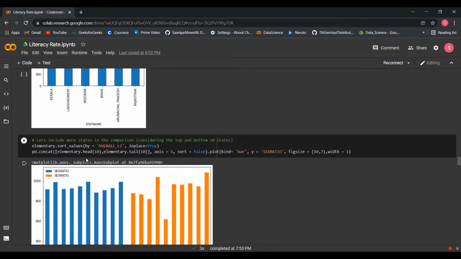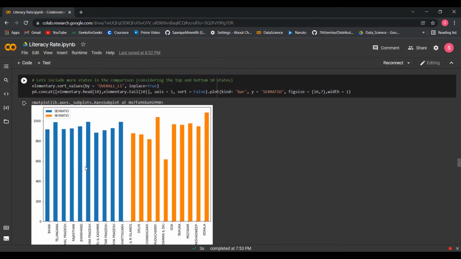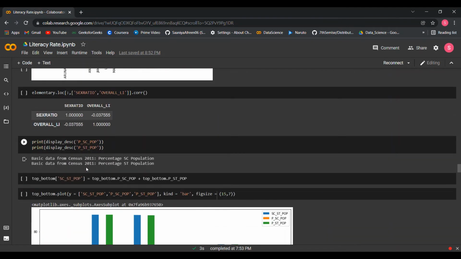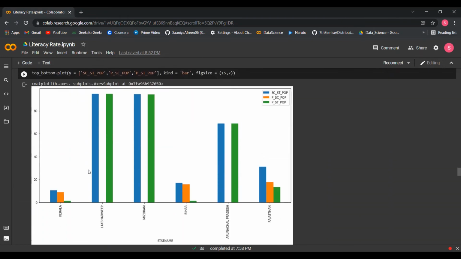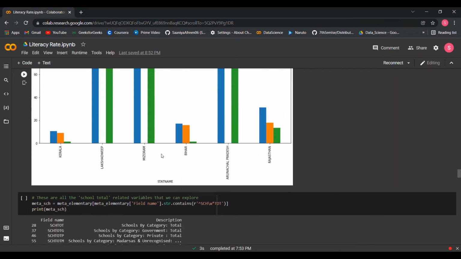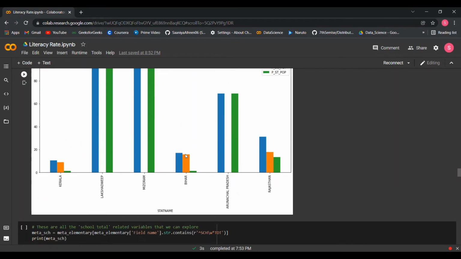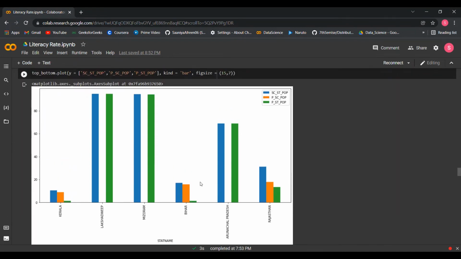Then later on, we'll also see that there is an SC and ST population, which we have figured out. We have seen that the overall literacy rate doesn't depend on the SC and ST population proportion because these are very different for all the above states.